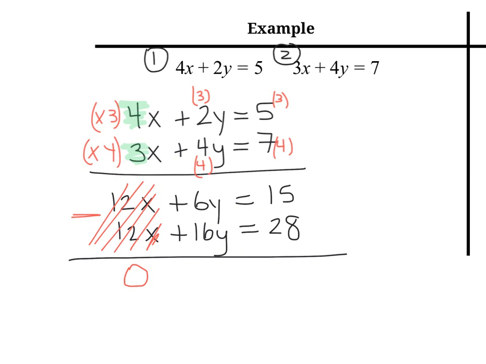So we're going to follow through now, and we're going to subtract the remainder of the terms in the question. So we've got 6y minus 16y, and that will give us negative 10y. We have our equal sign, and then we have 15 minus 28, which will give us a negative 13.